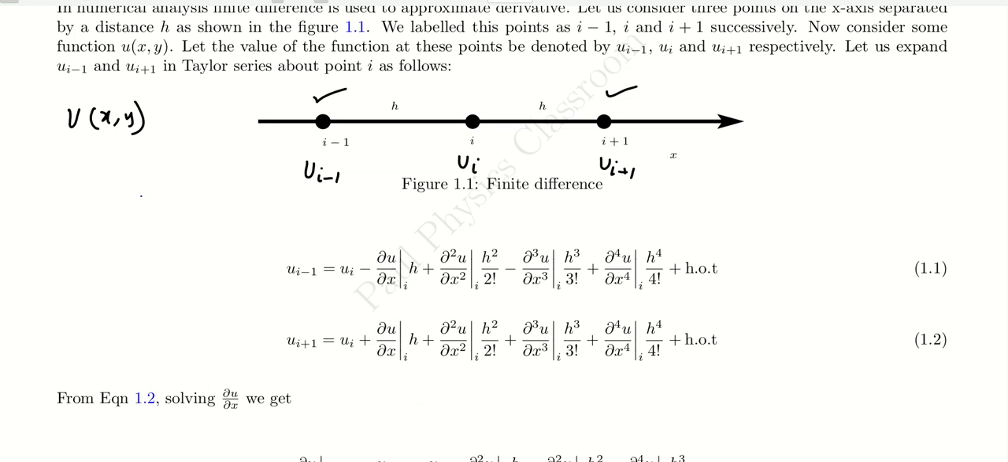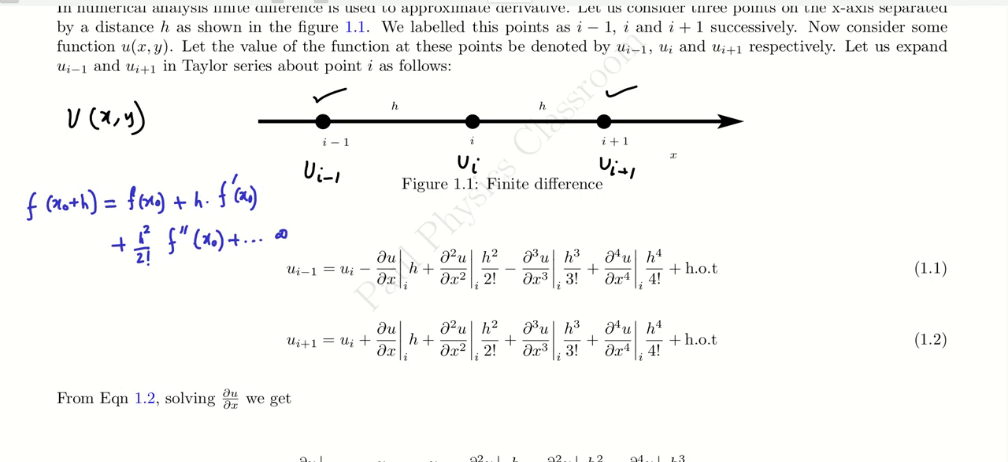Just remember your Taylor series expansion. For some point x0 and a small h, f of x0 plus h is f of x0, plus the second term, h multiplied by the derivative of the function computed at point x0, and the third term is h square by 2 factorial times the double derivative f double prime of x0, and so on up to infinity.